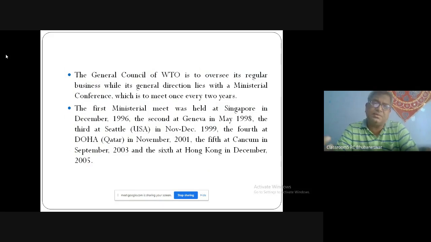Generally, the first ministerial conference of the WTO was held in 1996 at Singapore, then Geneva in 1998, then Seattle, USA in 1999, and Doha. Everybody is talking about Doha, the place in Qatar, in November 2001. Then the fifth, Cancun, in 2003, and Hong Kong in 2005. There are several ministerial conferences where they also take part in decisions to formulate major regulations for international trade.